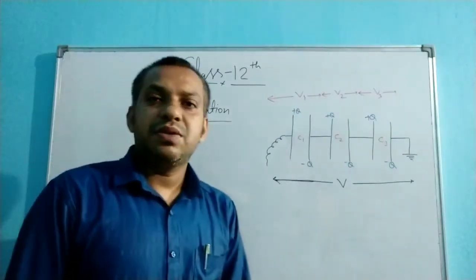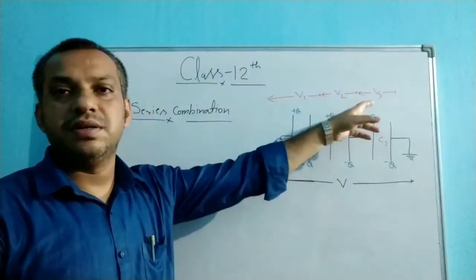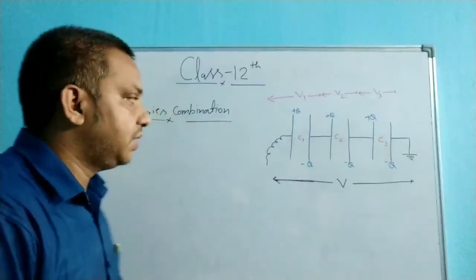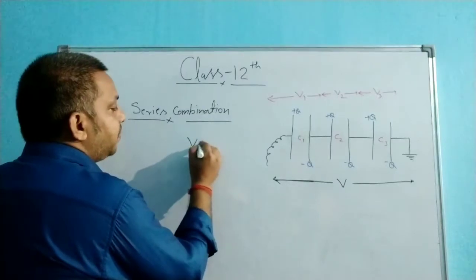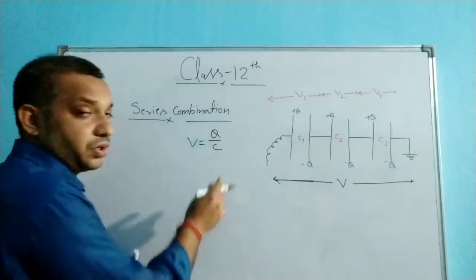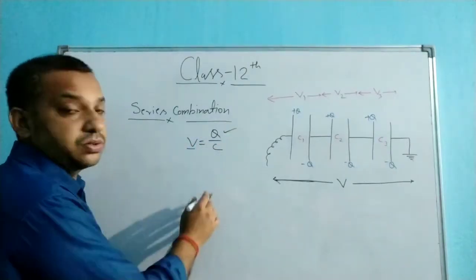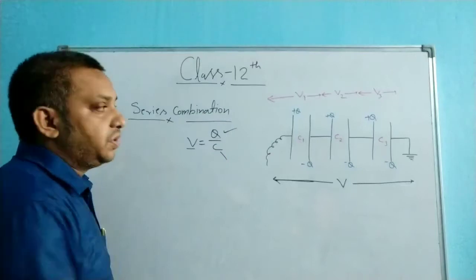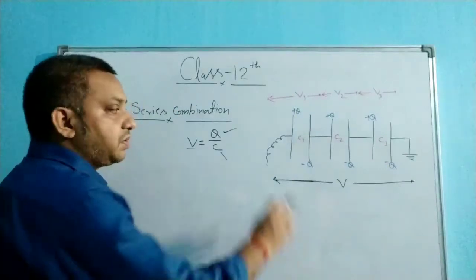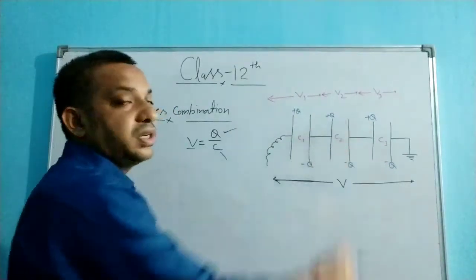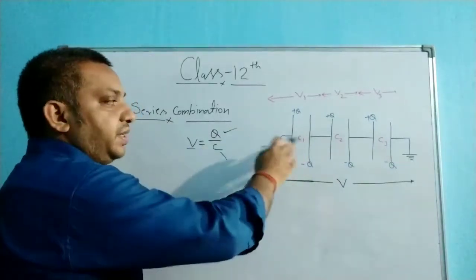Few students have some doubts: sir, if the charge present on each capacitor is the same, why is the potential different? You can see the formula. You know that V is equal to Q by C, or Q is equal to CV. So the potential depends not only upon the charge, but also on the capacitance of the capacitor. Here the capacitances are different: this one is C1, this one is C2, and this one is C3. Because the capacitance is different, the potential across each capacitor is different.